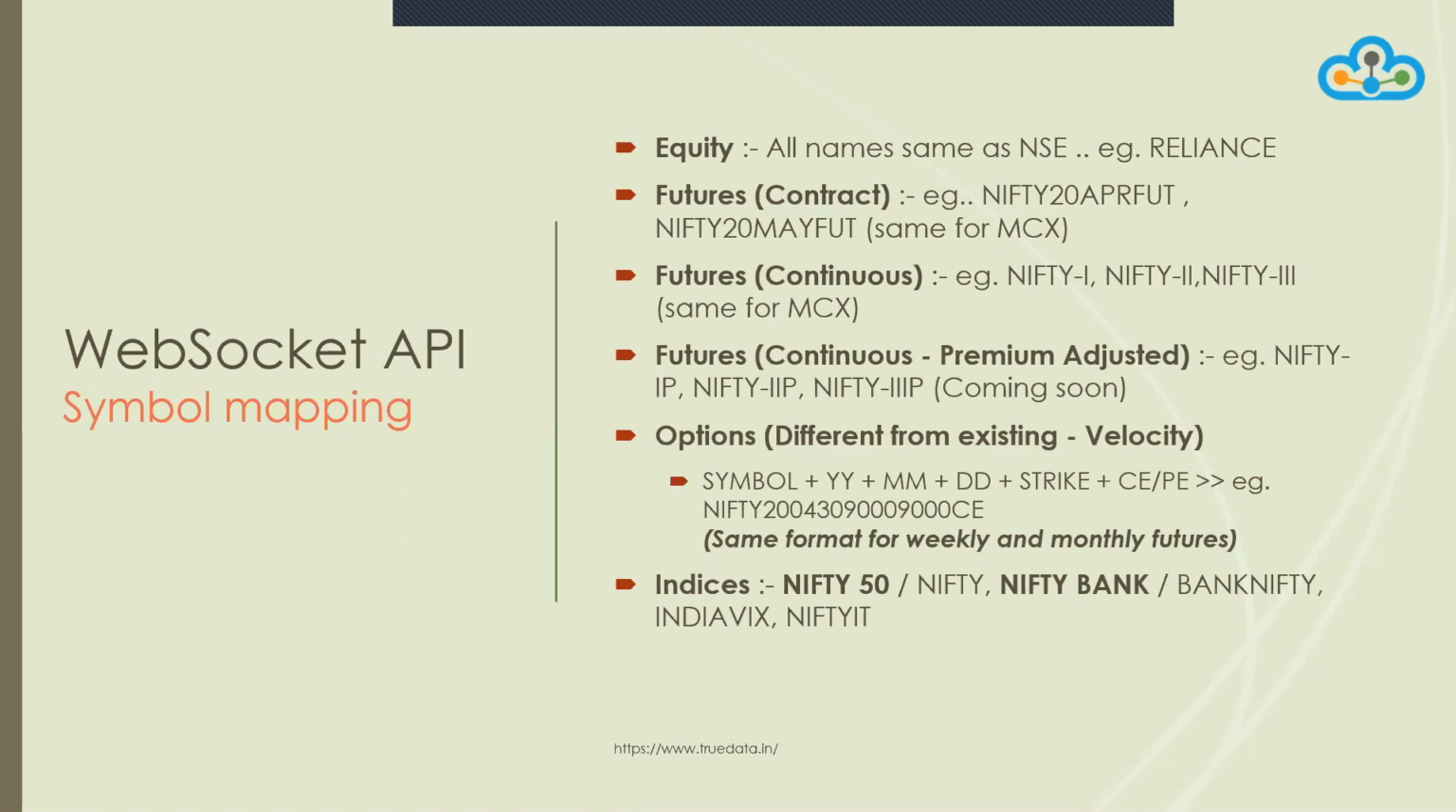Options, we have made a little different from the existing Velocity. We have tried to make the weekly and monthly options the same format, wherein we have just added the date. So for any option expiry, it will be symbol plus YY plus MM plus DD plus strike plus CE or PE. Whether it's a monthly expiry or a weekly expiry, you have to enter the date. So please do not write the same thing as the Velocity symbol, because Velocity has only one M and does not have DD everywhere. For monthly, it has the format like the futures, such as April future.